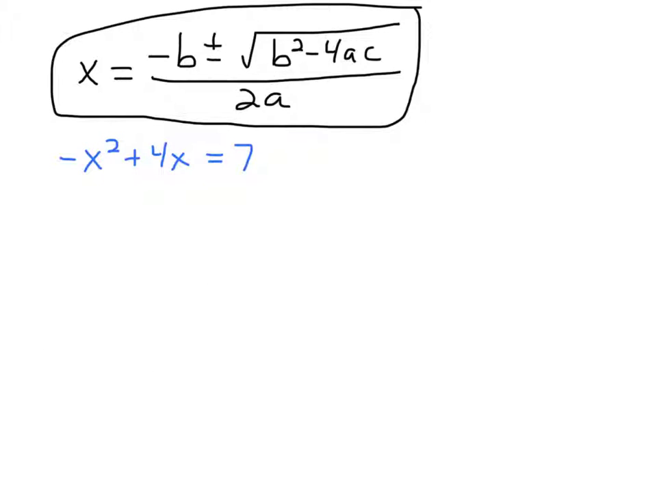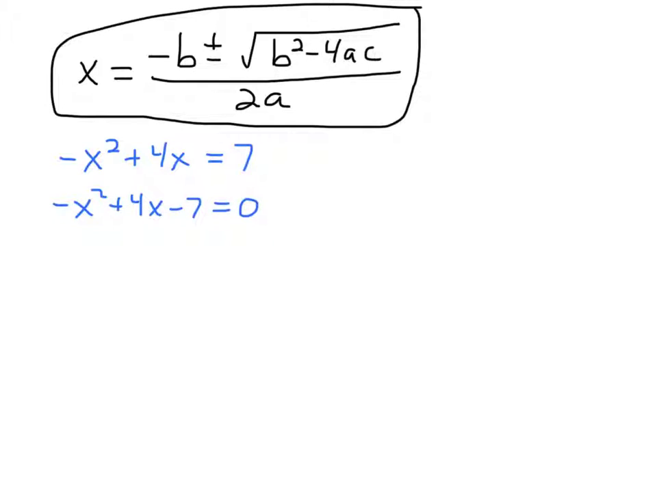Now, sometimes when you use the quadratic formula, you can end up with a negative number underneath this square root. And when that happens, your solutions are going to involve imaginary numbers, and you'll just want to write them in terms of i. So let's try this example. Let's say we have negative x squared plus 4x equals 7. Of course, the first step would be to get 0 on the right side, so we'll subtract 7 from both sides. So negative x squared plus 4x minus 7 equals 0.